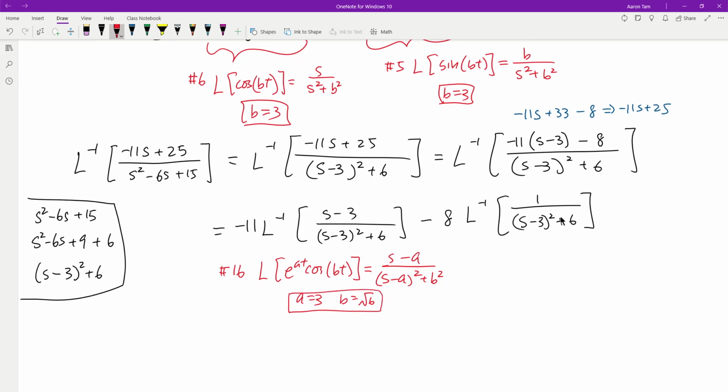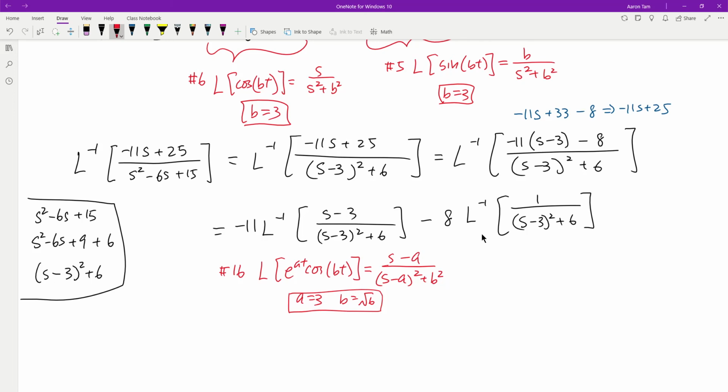And for the first part, I don't have to do anything because that matches perfectly. If I put 3 to be a and radical 6 to be b, then (s minus a) over ((s minus a) squared plus b squared) would turn into (s minus 3) over ((s minus 3) squared plus 6). So we don't need to do any adjustment.